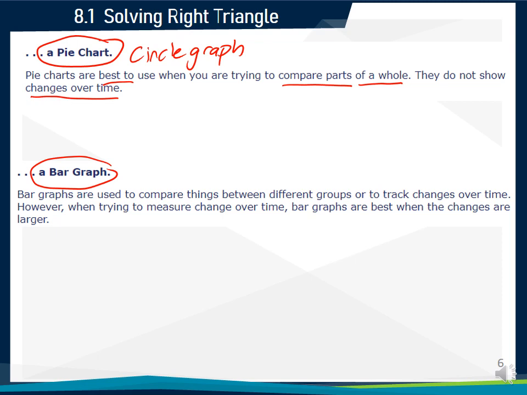Change over time, from yesterday to today to tomorrow. This is not according to the time. We are just going to show, it is best to compare parts to the whole. But a bar graph is used to compare things between different groups. If you have one or more groups, how we can show, or to track change over time. In here we have over a time. It is very important. In here we have change over time, but in here it's not related to the time. Okay. We need pie chart and bar graph.